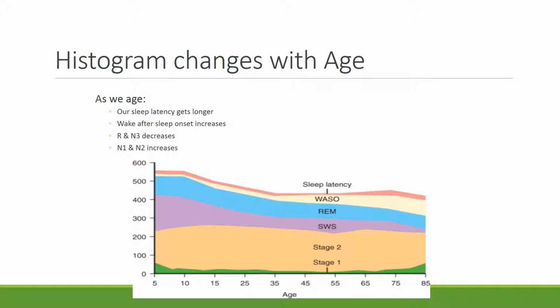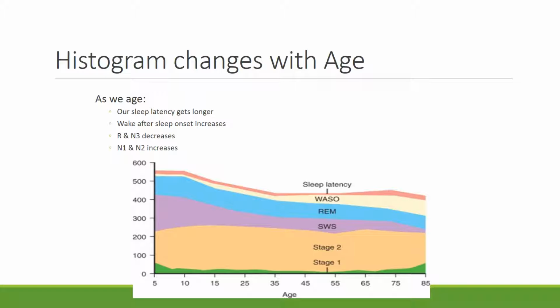Then if you look at stage N2, which is kind of the tan color, notice they have a lot of N2. And then stage N1 is green. And then blue, they have REM. And then you can also see their wake after sleep onset. They have very little wake after sleep onset. So once they go to sleep, they spend the majority of their time asleep. And then they have their sleep latency there as well in pink.